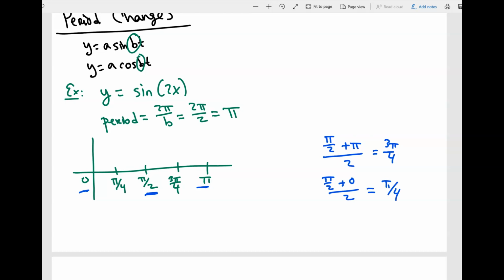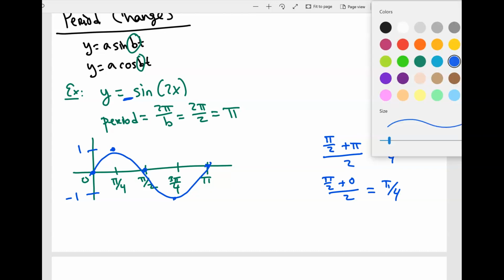That's basically what the period is. You have these new points, and now all you have to do is figure out what the amplitude should be. There's nothing in the amplitude, so it's just going to be 1 and negative 1. Now all we have to remember is that sine starts at 0, and then just do the pattern 0, 1, 0, negative 1, 0. So the graph is going to look something like this. Okay, that's kind of what it looks like.